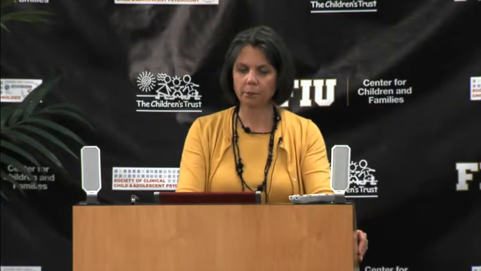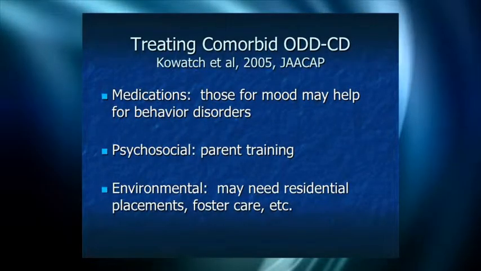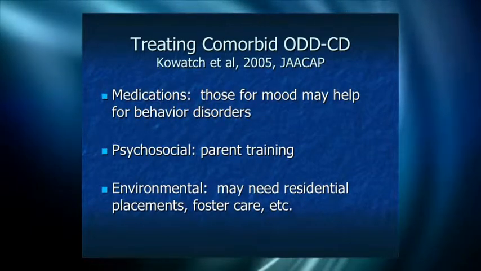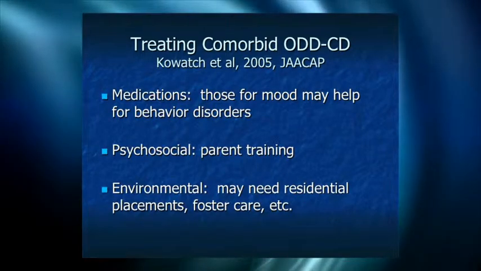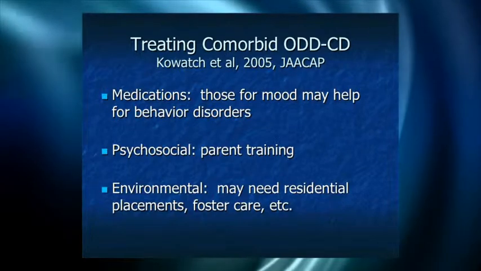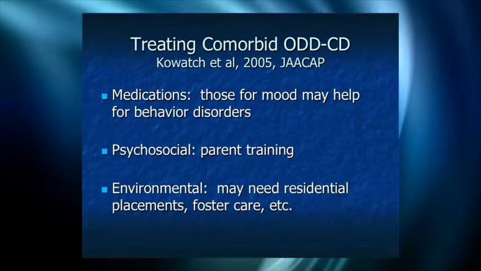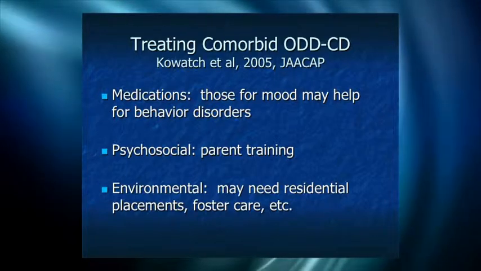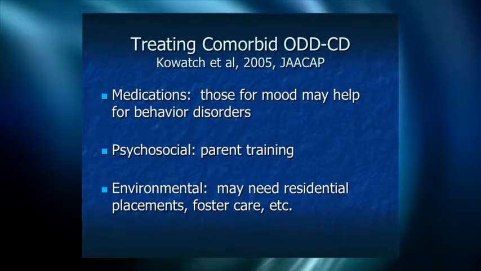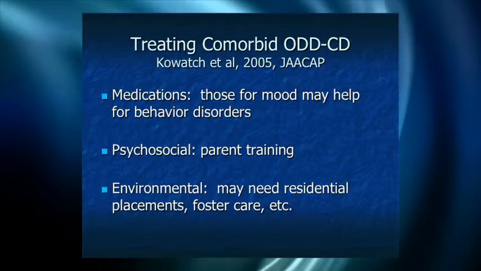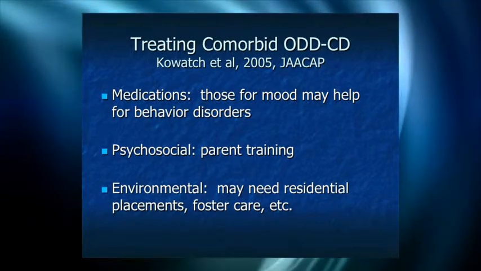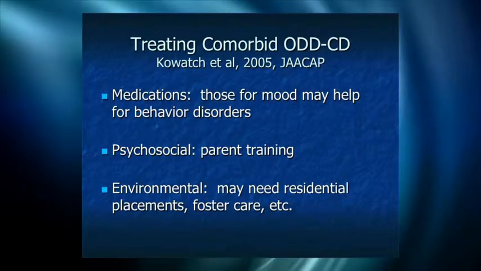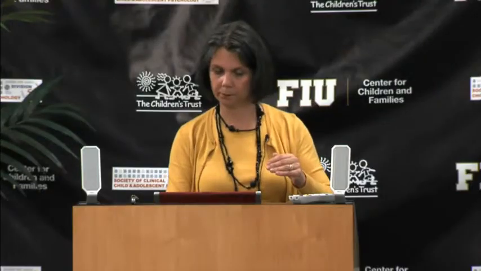Treating comorbid disruptive behavior disorders. Some of the medications, the atypicals, for example, if you have a highly aggressive child, often bring down the aggression a bit. But then we know the evidence-based treatment for disruptive behavior disorders, and that is parent management training, and you absolutely want to do that. At times, you also need to augment with some environmental changes, such as residential placement, foster care. Those are things that are really further on down the road, but sometimes we get to that level.